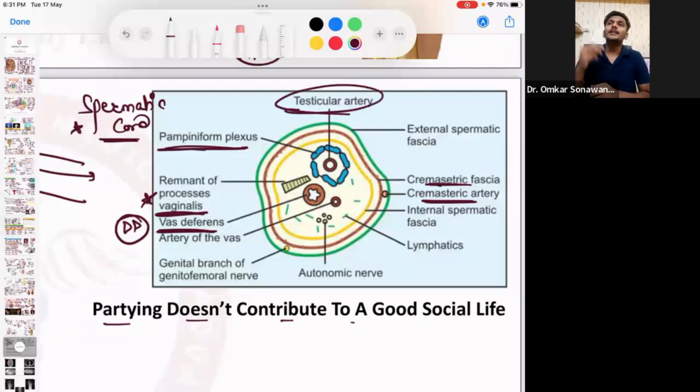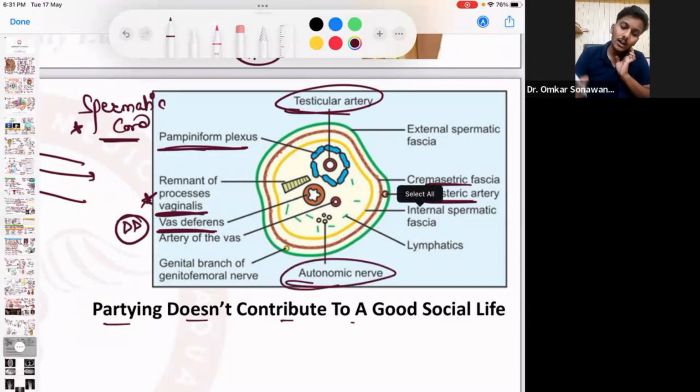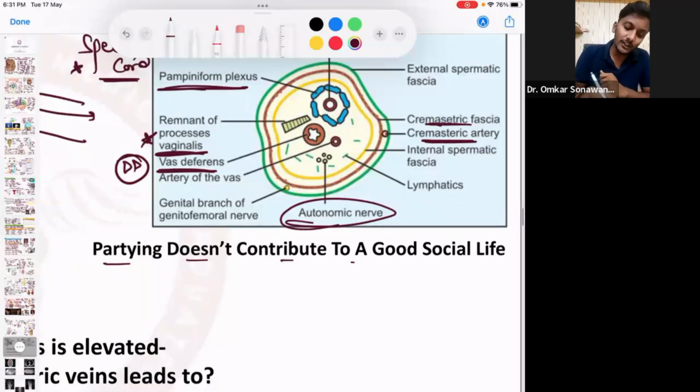2 goes for the testicular artery. A goes for the autonomic nerve. G goes for the genital branch of genitofemoral nerve.